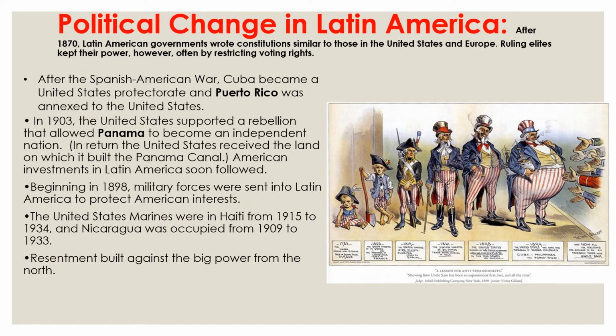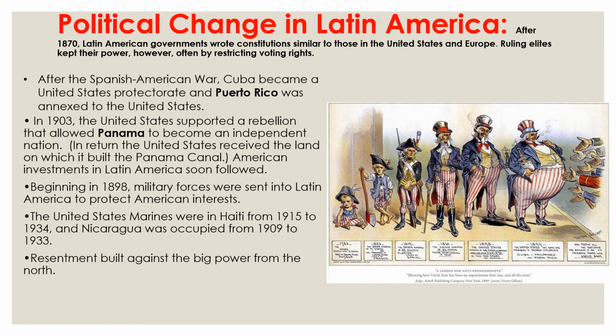After 1870, Latin American governments started to write constitutions similar to those in the United States and in Europe. Ruling elites kept their power, however, often by restricting voter rights. After the Spanish-American War, where the United States won control over Cuba, as well as Guam and the Philippines, Cuba became a United States protectorate, and Puerto Rico was annexed to the United States.